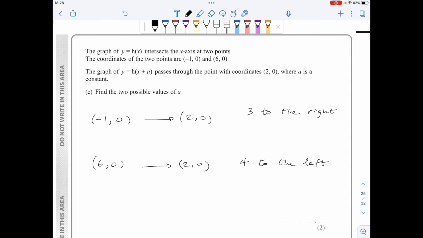left. Now, if the graph moved 3 to the right, it means that A must be minus 3. But if the graph moved 4 to the left, then A must be positive 4. And these are the two possible values of A.